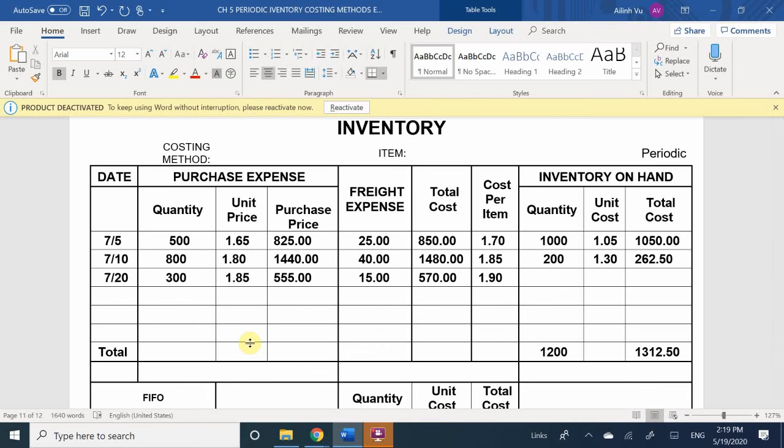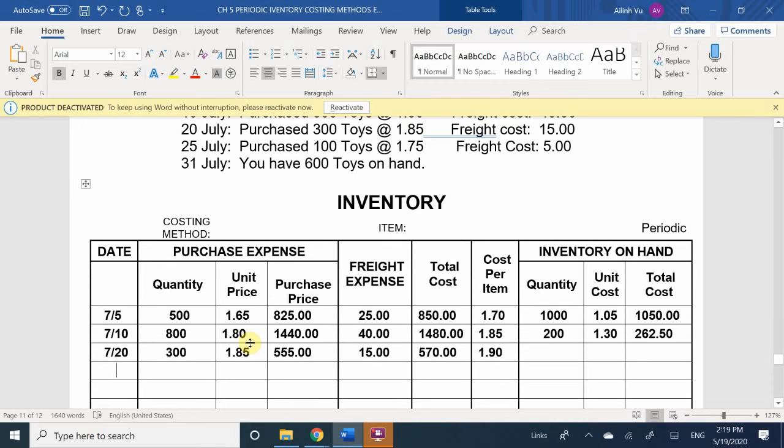Okay, what else happened? On the 25th of July, 100 units at 175 each. Just price 175. Freight expense $5. Total cost is 180. And your item 1.8. Well, 180, 1.8. I keep leaving off zeros.